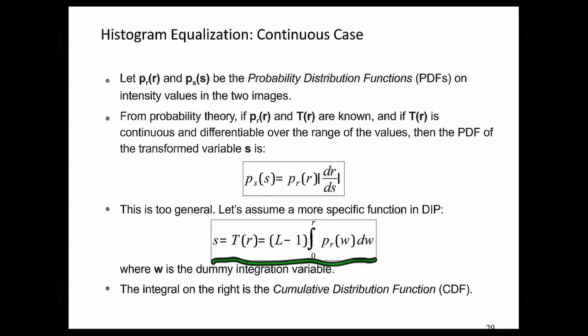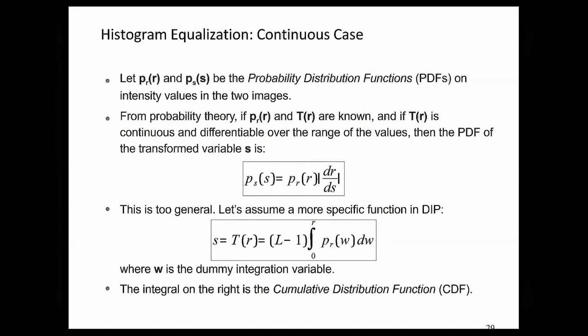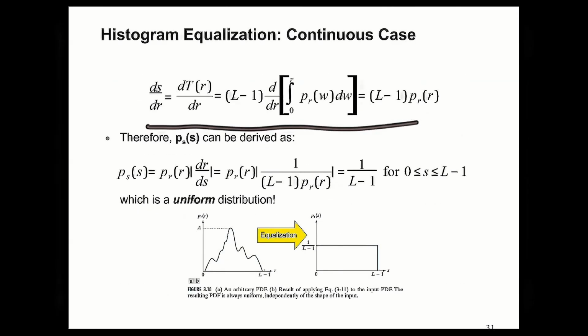Agree or not? Because the sum in the discrete case is an integration, I should integrate from 0 to any variable R. Because it's a transformation of R, this is the original PDF of R. Now I need to find ds by dr. If I differentiate this one, what will you get? Differentiation of this term will be cancelled out, so I just get the probability.